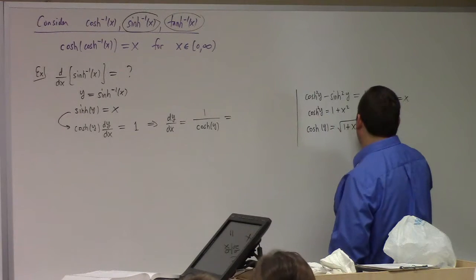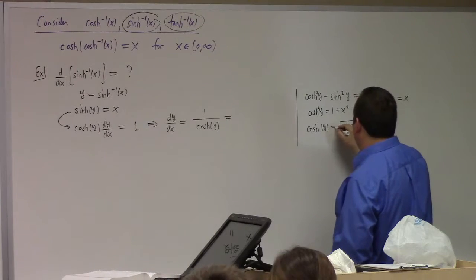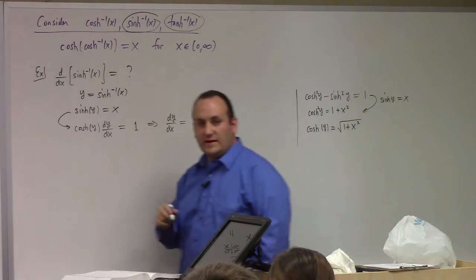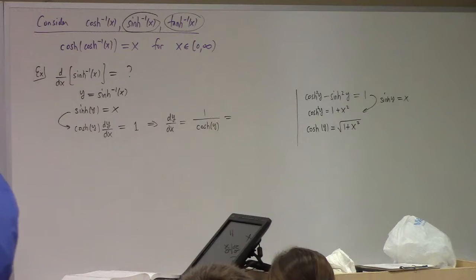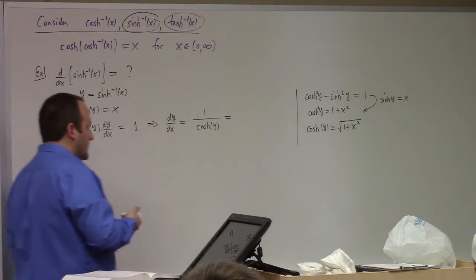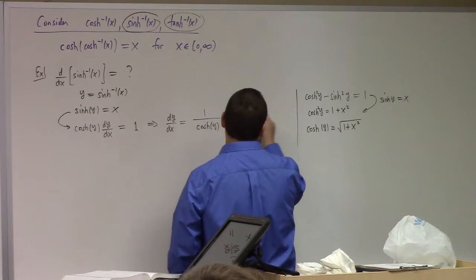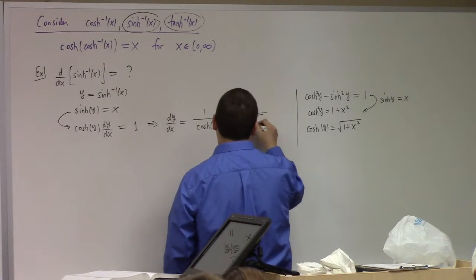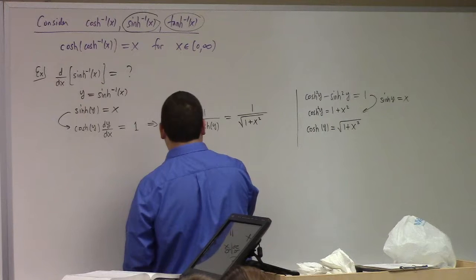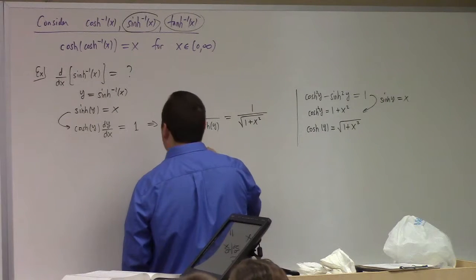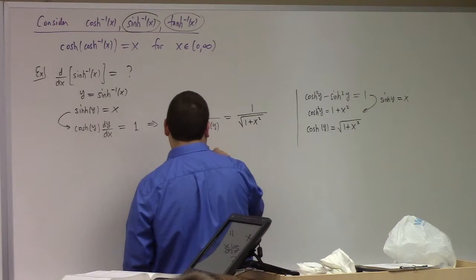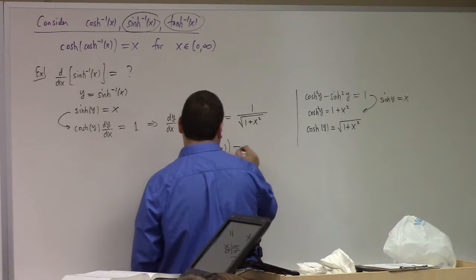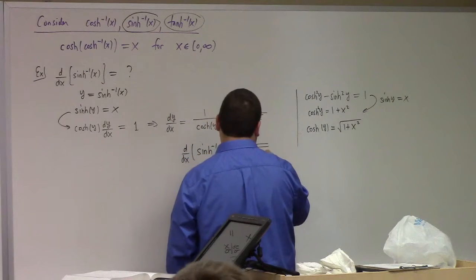Now you might worry that I have to put plus or minus there, but I don't, because we're talking about hyperbolic cosine, which is non-negative. So yeah, the algebra allows for plus or minus, but the definition of hyperbolic cosine does not. So that minus solution in the algebra is extraneous. Okay, so there you go. 1 over the square root of 1 plus x squared. Not too shabby. All right, so here we go. d dx of inverse hyperbolic sine of x is equal to 1 over the square root of 1 plus x squared.